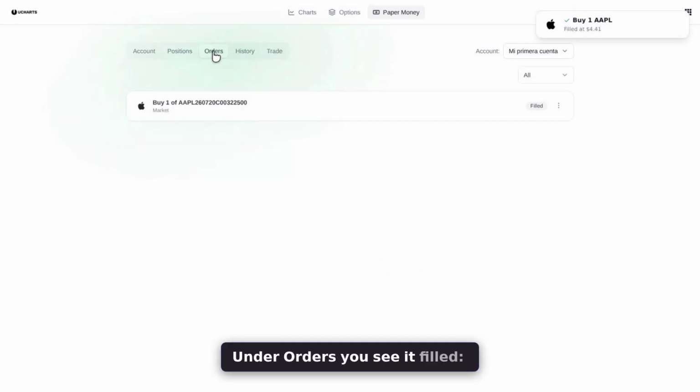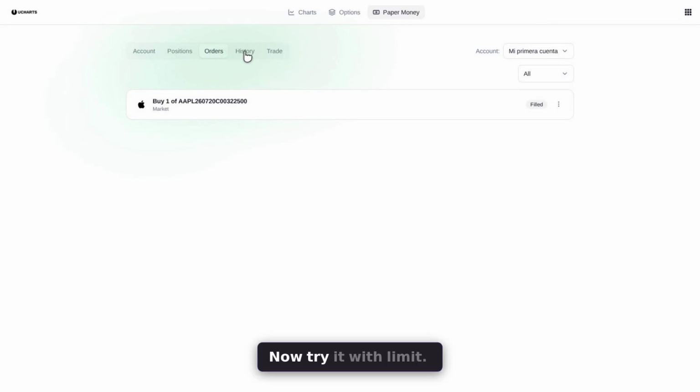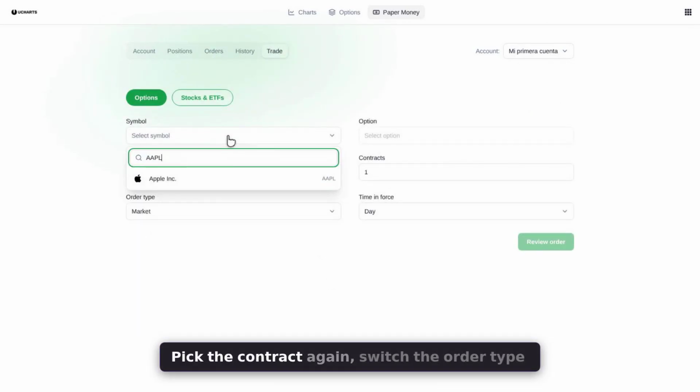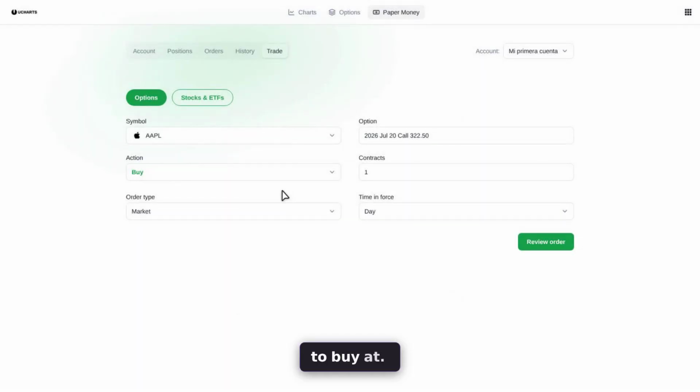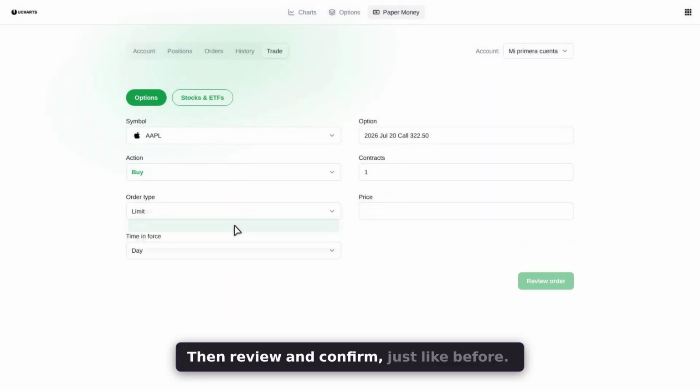Under orders, you see it filled. Market completes right away. Now try it with limit. Pick the contract again, switch the order type to limit, and type the price you want to buy at. Then review and confirm, just like before.